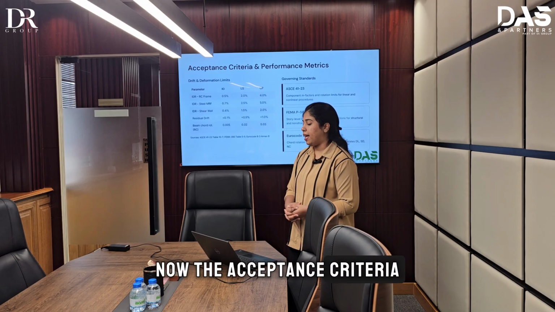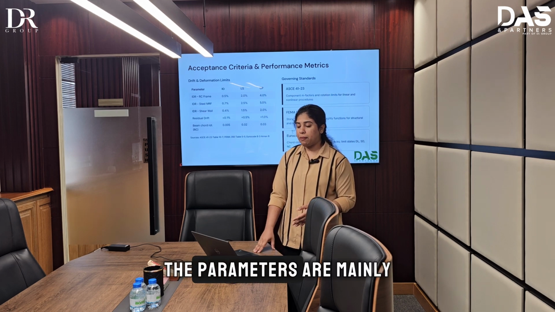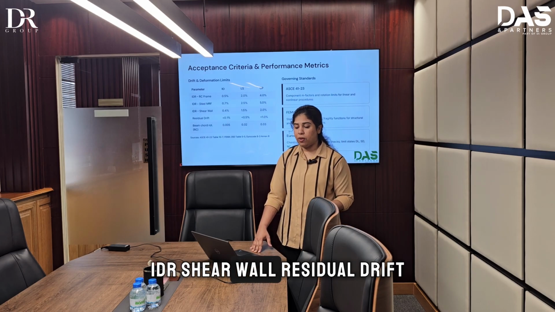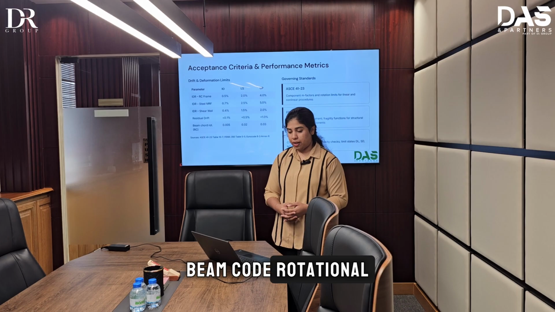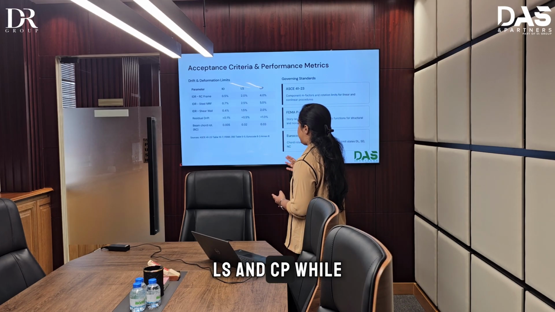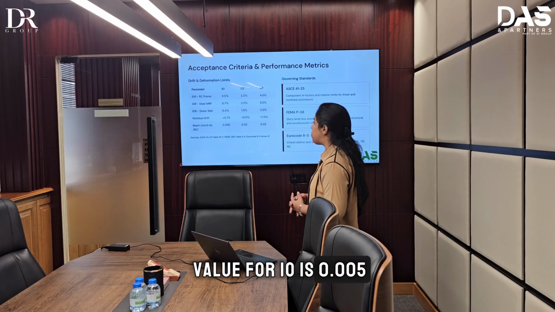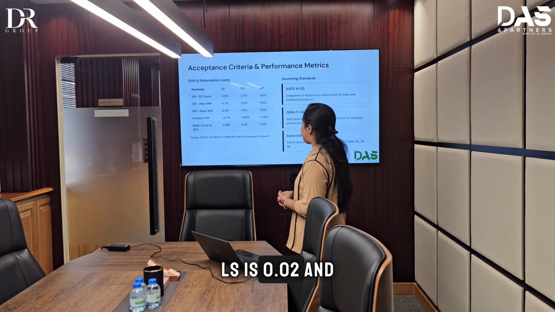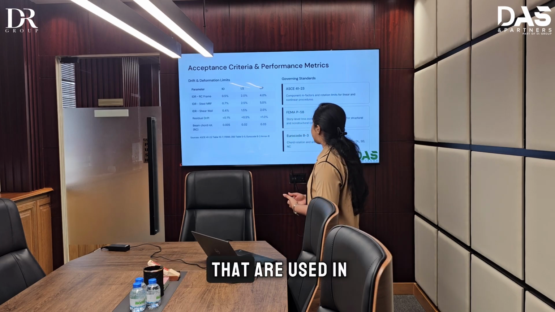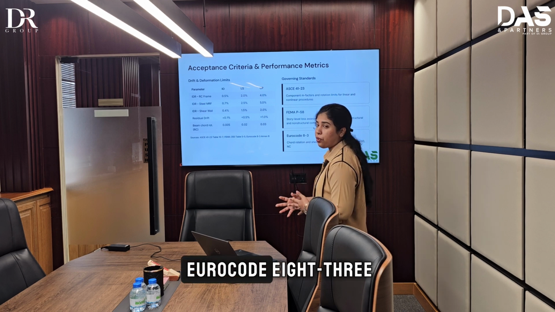Now the acceptance criteria and the performance metrics that should be used while using PBSD. The parameters are mainly IDR for RC frame, IDR for steel MRF, IDR for shear wall, residual drift, and beam chord rotation. You can see in the table there are different levels for IO, LS and CP. While analyzing the table, you can see that the beam chord rotation value for IO is 0.005, LS is 0.02 and CP value will be 0.03. And the governing standards used in the design will be ASCE 41-23, FEMA P58 and Eurocode 8-3.